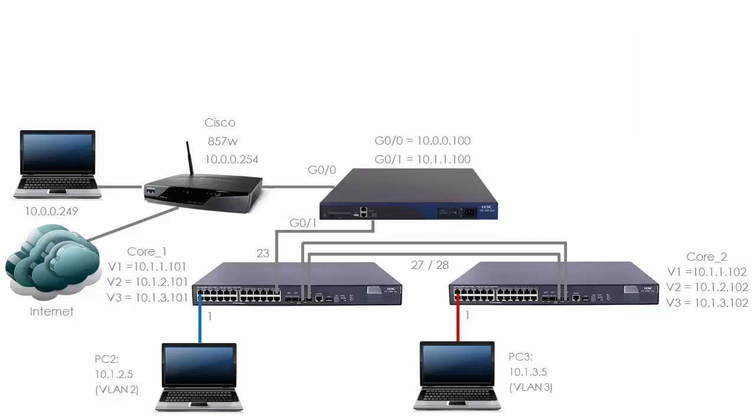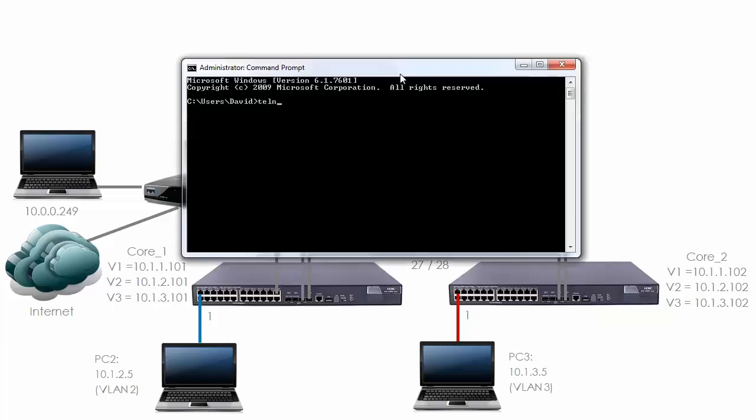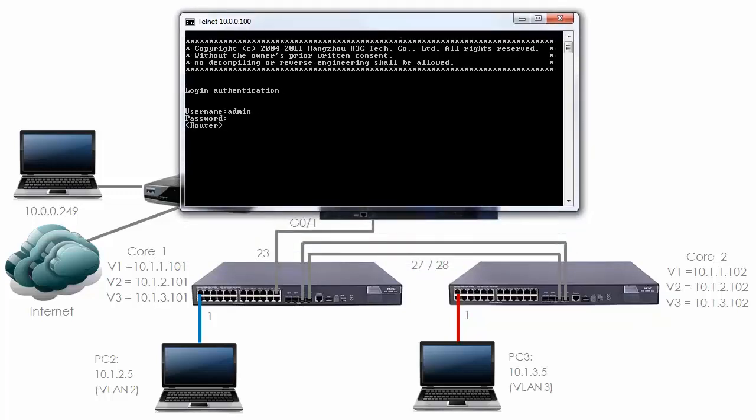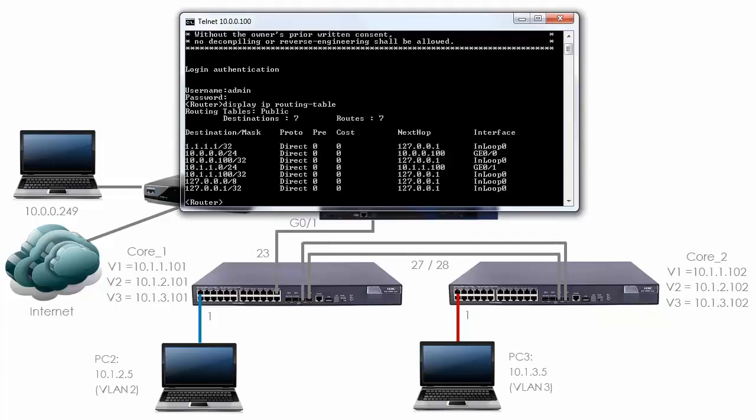So let's telnet to the router and make sure. So telnet 10.0.0.100, which is our router. I'll log in. So let's see if the router knows about the route. I'm going to use the keystroke Control L, which is a shorthand for the command display IP routing table. This will allow me to see the routing table on the local router.